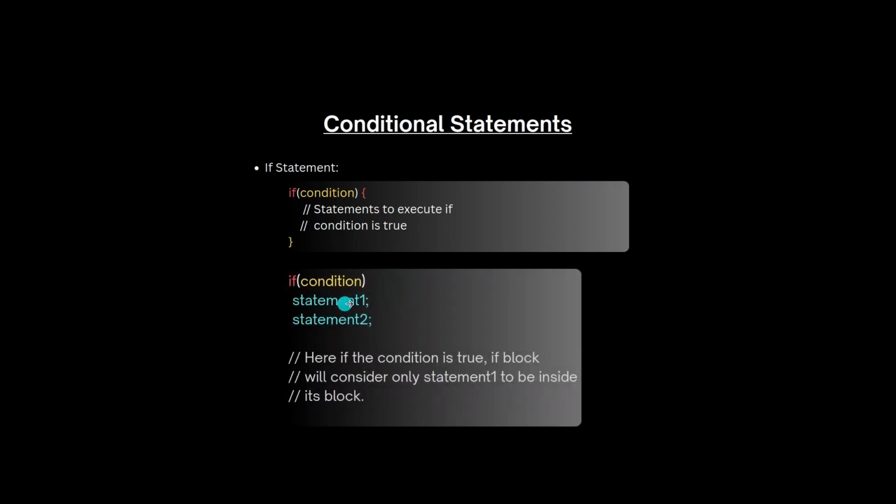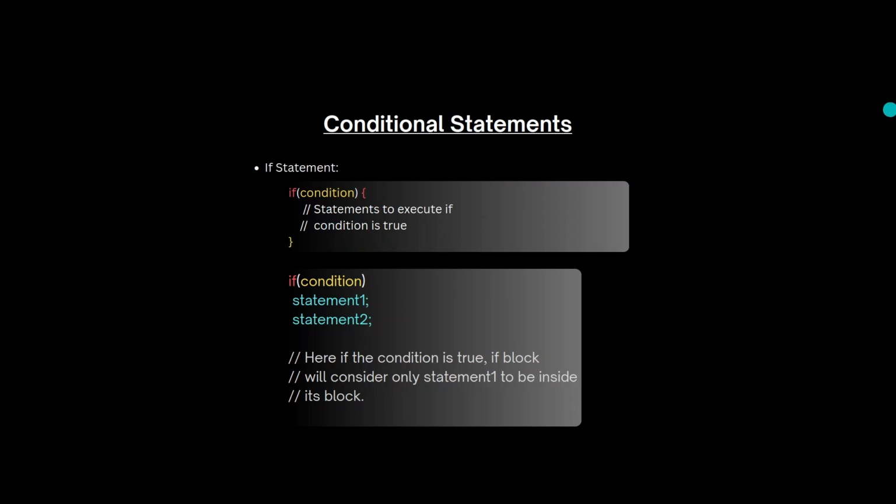For example, check out this code snippet here. We don't have the curly braces. The if condition here will consider statement 1 to be inside the block of code. So if this condition turns out to be true, statement 1 will be executed. But statement 2 is not within the if condition block here. Only statement 1. The curly-braces-less if statement is very useful if you only have one statement. But if you have multiple statements that you want to execute when the condition turns out to be true, use the curly braces.